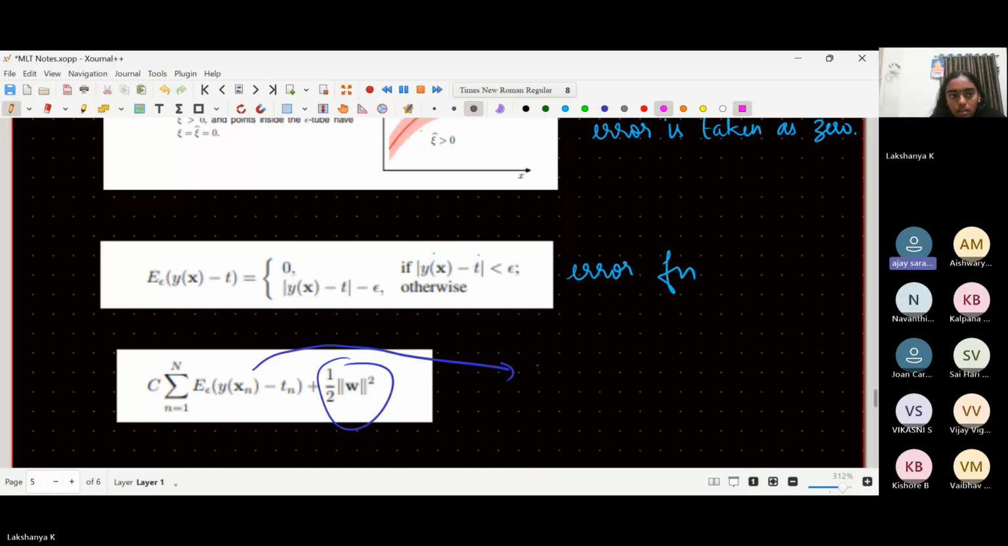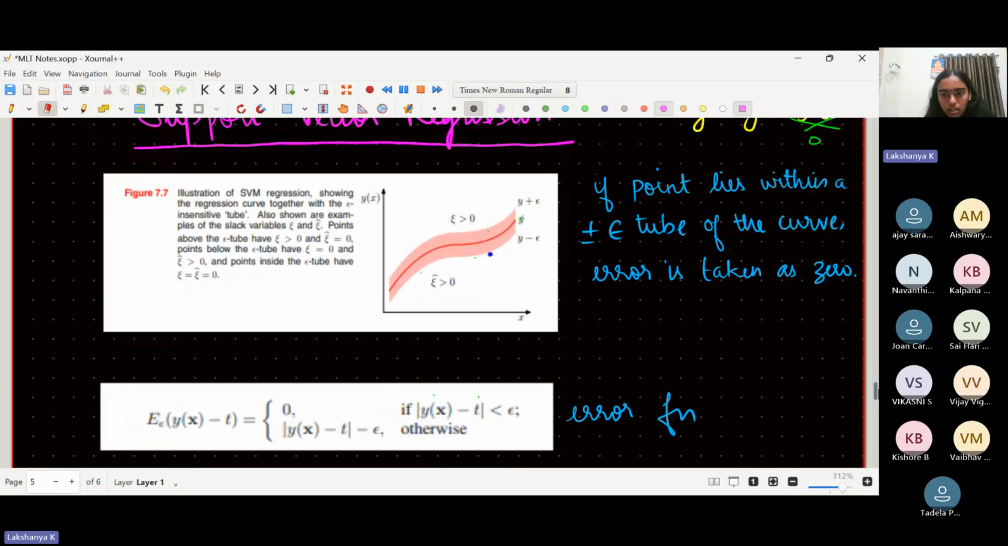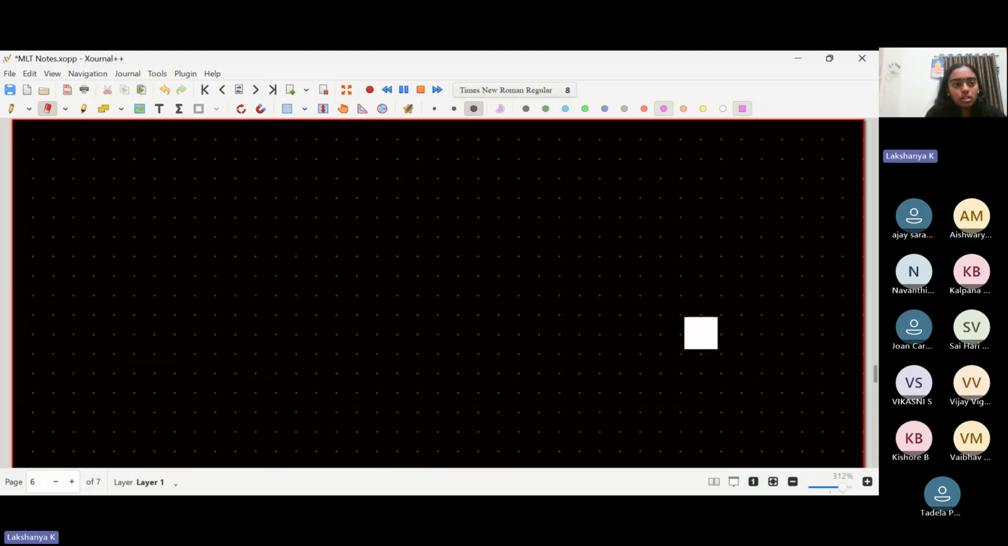Can you explain the SVR part again from the first? I was not able to understand. Okay, wait, one second, I'll take a new page.